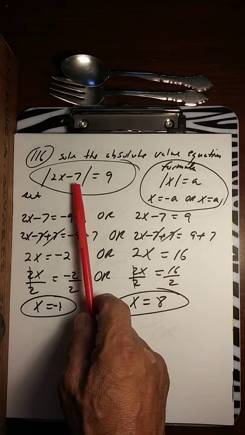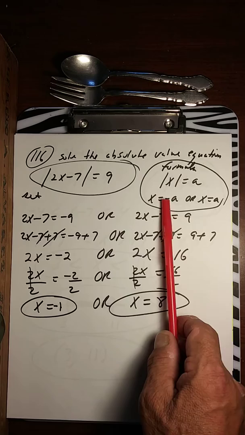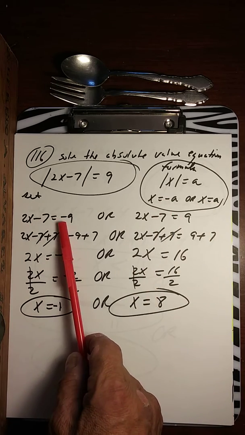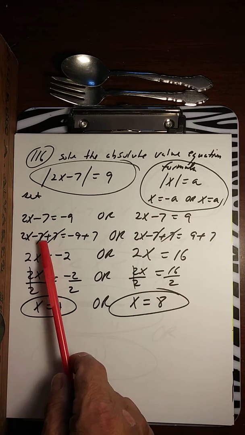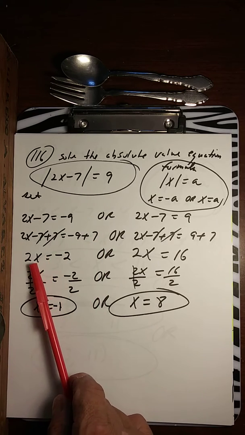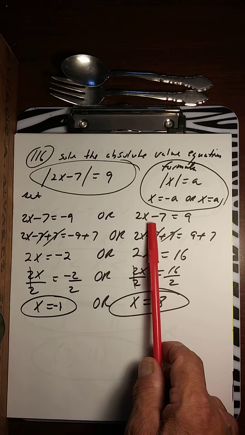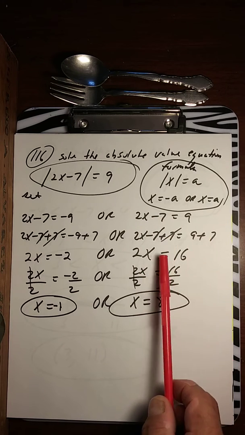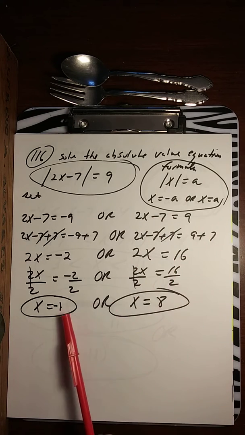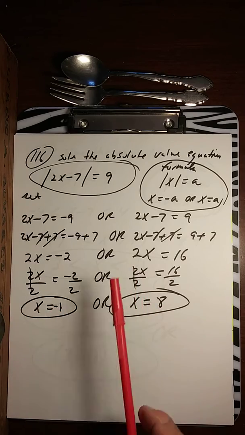The absolute value of 2x minus 7 equals that. The absolute value of a equals negative a or positive a. 2x minus 7 equals negative 9, or 2x minus 7 equals positive 9. Add 7, add 7. Divide by 2, divide by 2. So x equals negative 1. Or, add 7, add 7. 2x equals 16. Divide by 2, divide by 2. So negative 1 and 8. Just 2 points, 2 dots.